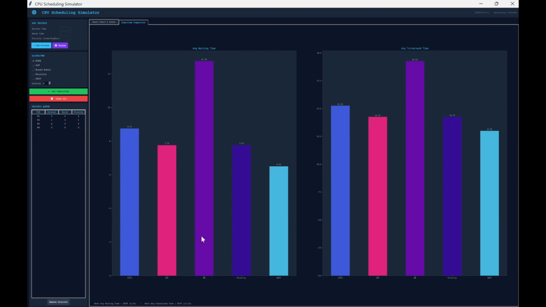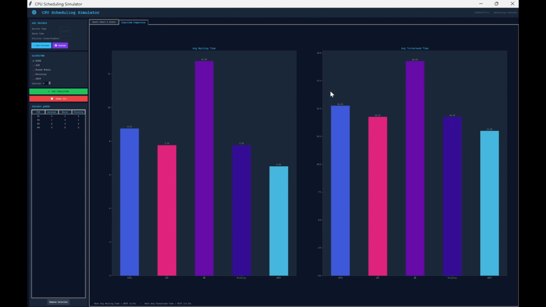Let's move to round robin on both charts here. Round robin has the highest numbers, 12.75 for the waiting time and 19.25 for the turnaround time. That's because with a quantum of 2, every process gets interrupted every 2 time units and sent to the back of the queue. All that switching adds up, but it's important to say that round robin isn't a bad algorithm. In real operating systems, especially time-sharing systems where responsiveness matters, round robin is actually the preferred choice because every process gets a fair share of the CPU and no single process can monopolize it.